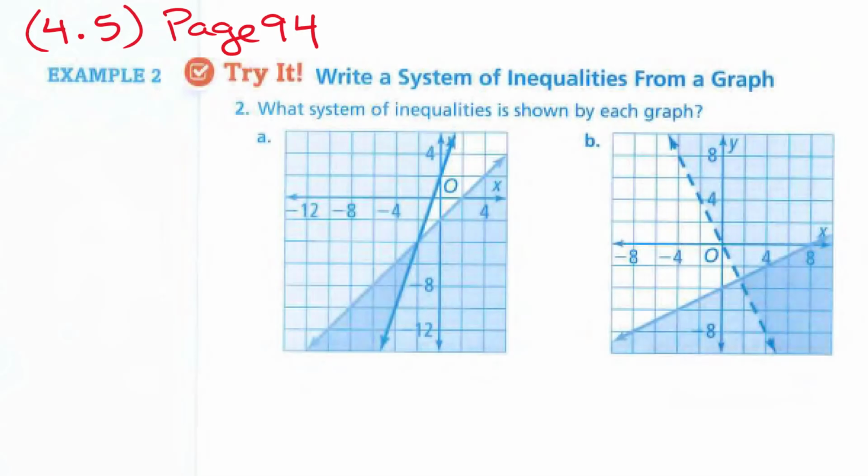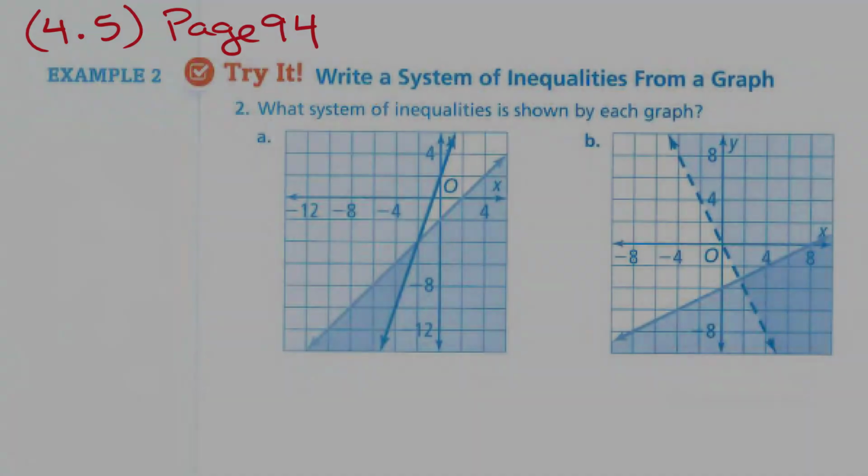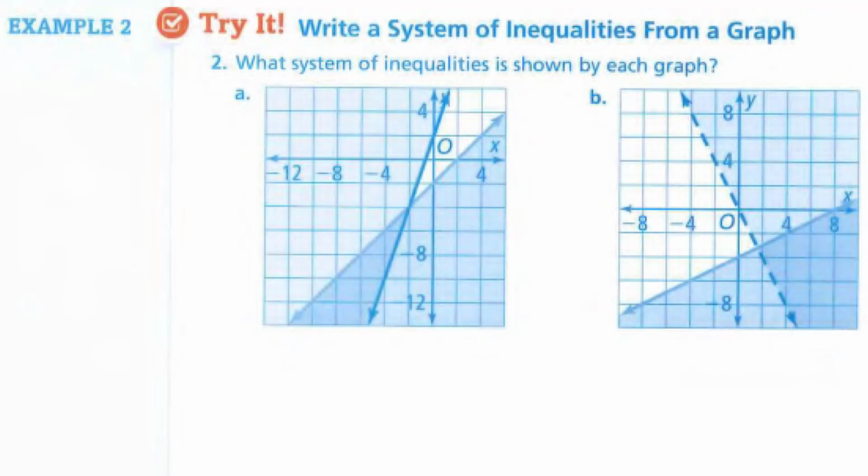All right, let's finish up this section 4.5. This is part 2 of your 4.5 lesson, and we're on example 2 on page 94. Last example, example 2. What system of inequalities is shown by each graph?